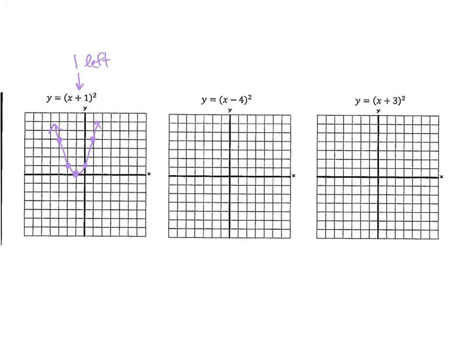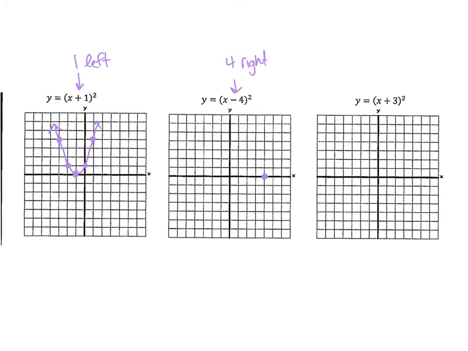Which direction am I going to move? I'm going to start at 0, 0. In which direction am I going to go? To the right. Because remember, it's the opposite sign. 4 to the right. So make your dot 4 to the right. 1, 2, 3, 4. That's going to be the vertex of your new parabola. I just shifted 4 to the right.